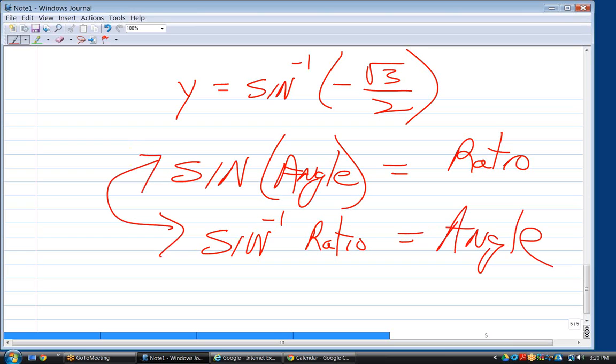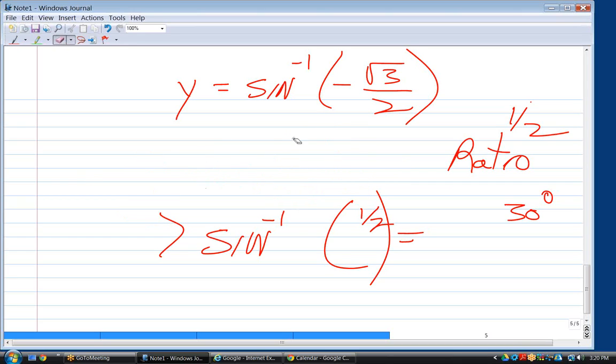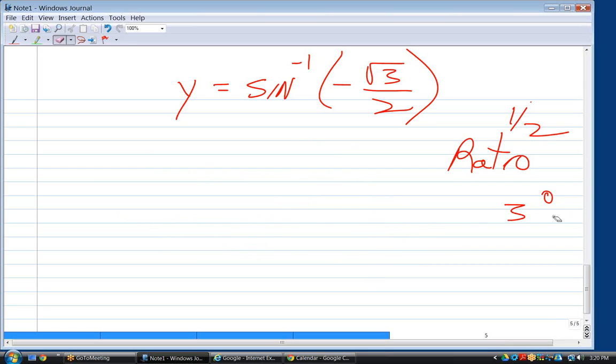These two things have to both be true. So if I take the sine of 30 degrees, I get 1/2. Therefore, the inverse sine of 1/2 equals 30 degrees. That's the definition of inverse. But it's important to know that whenever we're doing the inverse sine, we're taking the inverse sine of a ratio and coming up with an angle. Which angle is the sine of that angle equal to root 3 over 2?